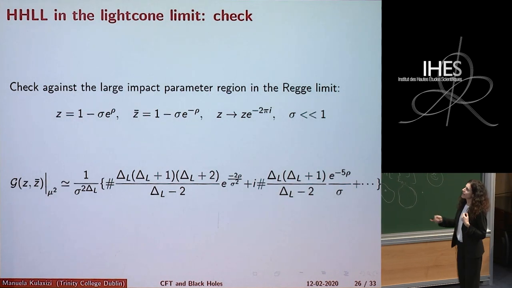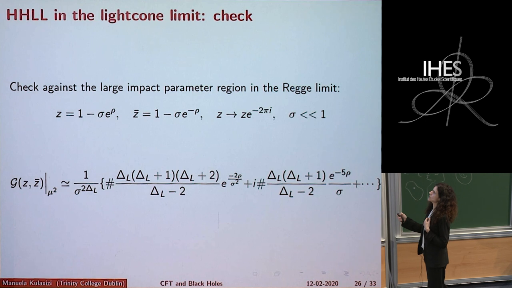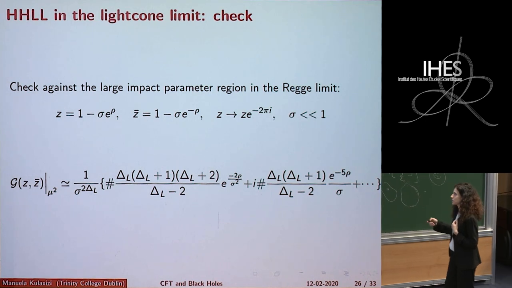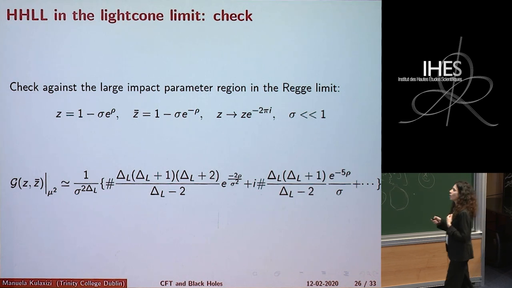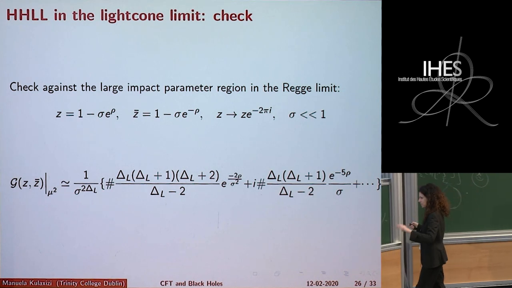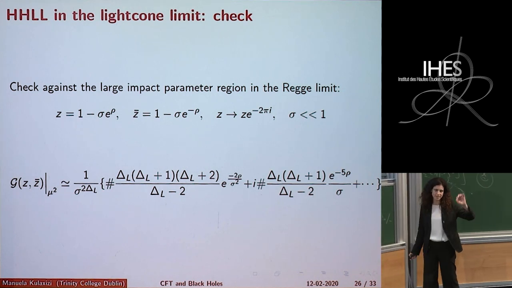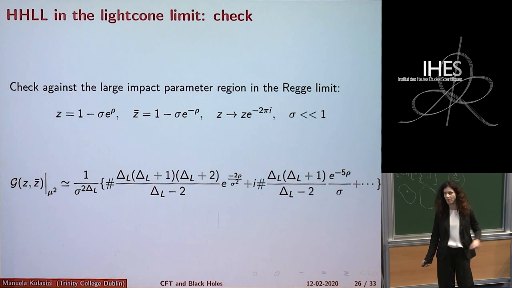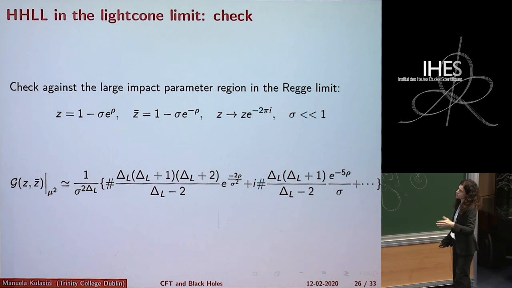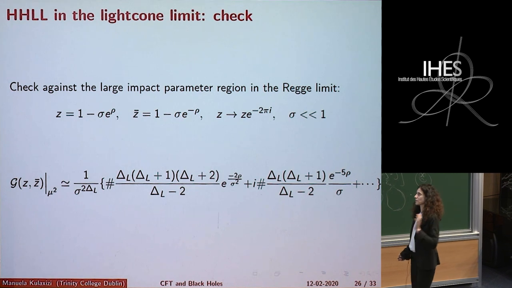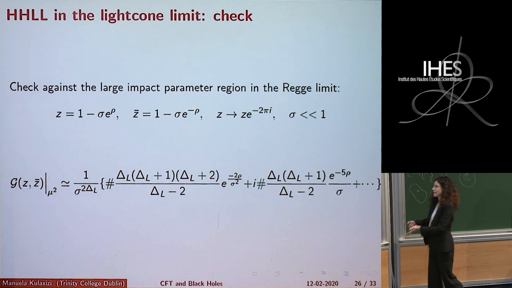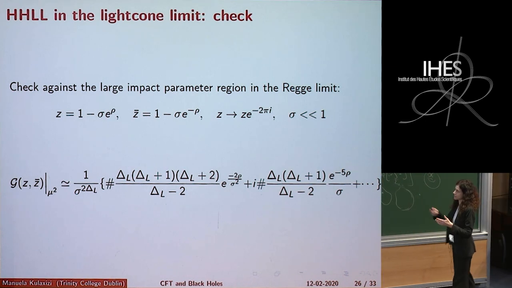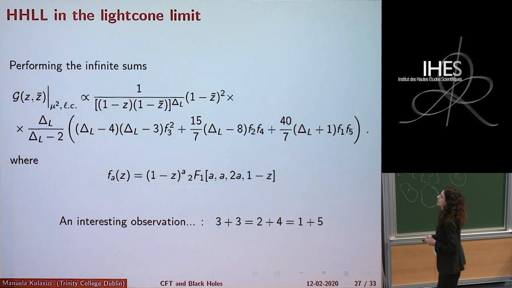Once we had the result, we could also check with the Regge limit, because we had explicit results there. This would be the large impact parameter region of the Regge limit, and it is inverted in terms of how the limits are taken. Usually in the Regge limit, you first take sigma to zero with fixed rho, and for a large impact parameter you take rho large. Here we first zoom in on the light cone and then take sigma to zero. However, for several terms you can see exact matching.